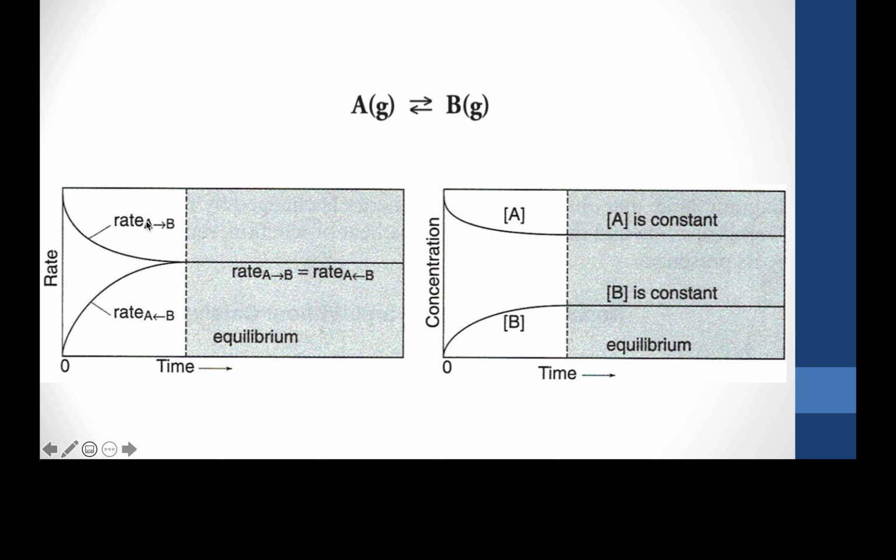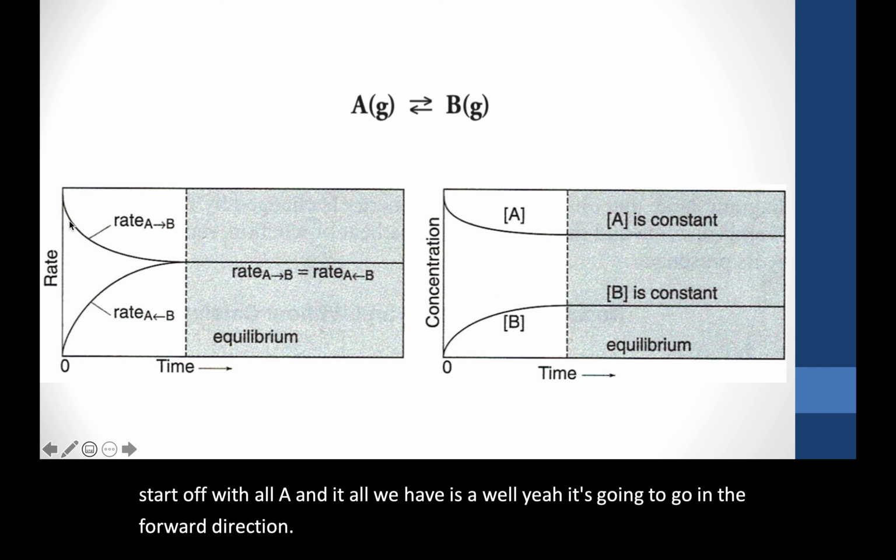So here is A turning into B, and you'll notice at the start, it's really high because we start off with all A. And if all we have is A, well, yeah, it's going to go in the forward direction, right? But as that happens, the rate starts to slow down. And look at the other rate.